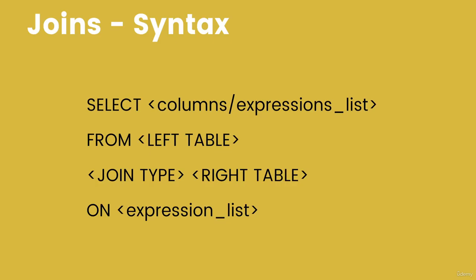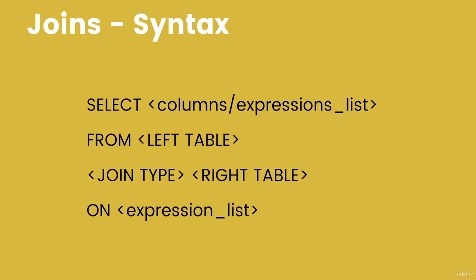These two tables are called the left table and the right table. The left table is the one which appears to the left of the join clause, and the right table is the one which appears to the right of the join clause. So we start by selecting the list of columns, which could be either based on expressions or simply the columns themselves, followed by the from keyword and the name of the left table, then the join type and the name of the right table, and then the on clause. This on clause can have one or more expressions, and these expressions would contain the join keys.